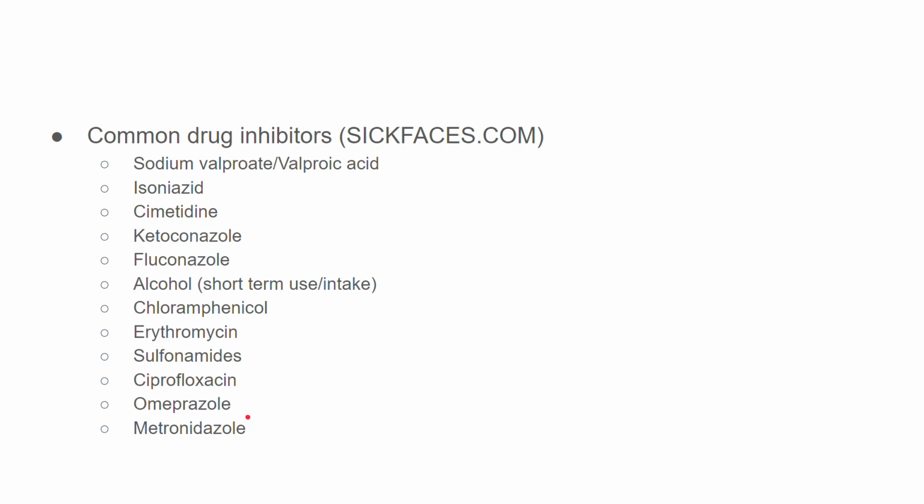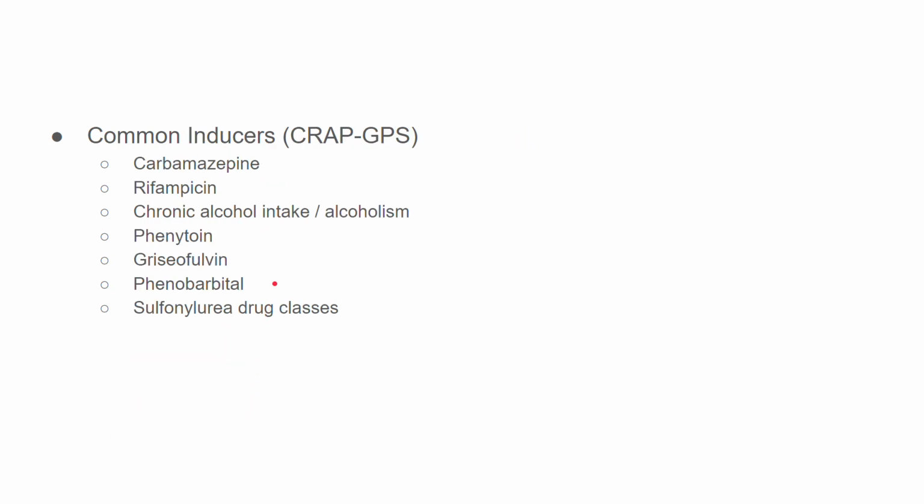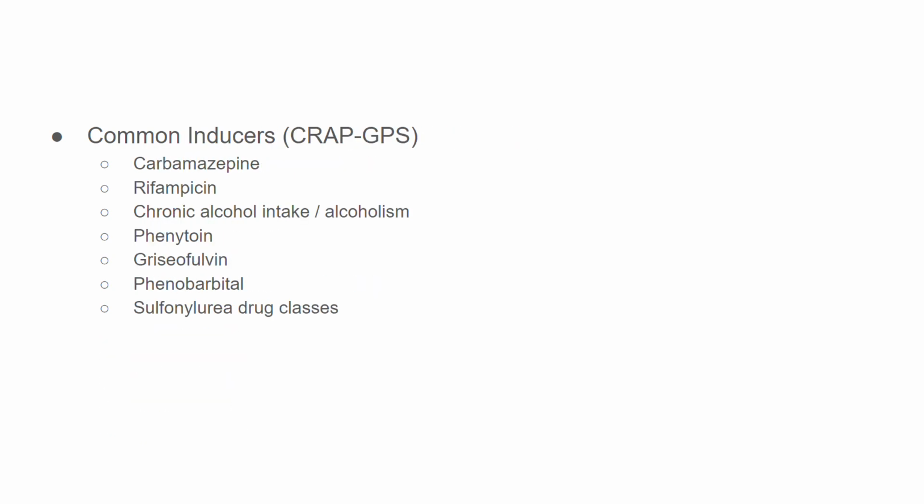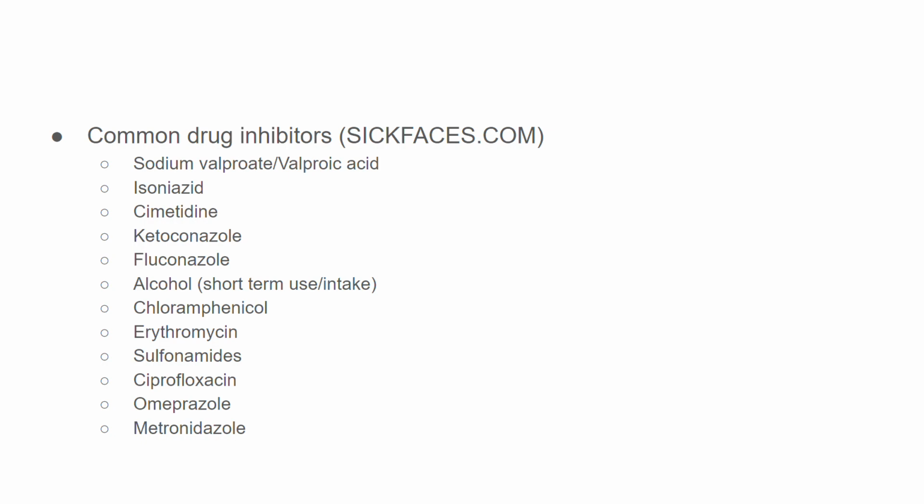So what are the generalizations? Most anti-seizure medications are inducers. Okay? Most antibiotics are inhibitors. Okay? So, those are the generalizations. Okay, but please, konti lang naman to, memorize nyo na lang. Carbamazepine, rifampicin, chronic alcohol intake, phenytoin, griseofulvin, phenobarbital, and sulfonylureas are inducers. Valproic acid, isoniazid, cimetidine, ketoconazole, fluconazole, alcohol, chloramphenicol, erythromycin, sulfonamides, ciprofloxacin, omeprazole, and metronidazole are drug inhibitors.